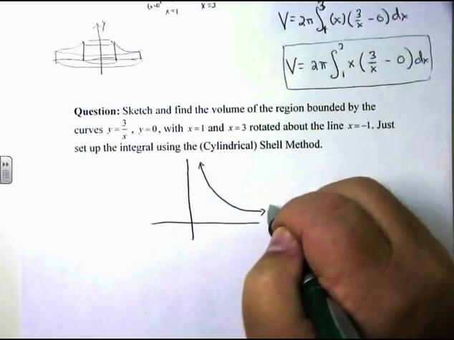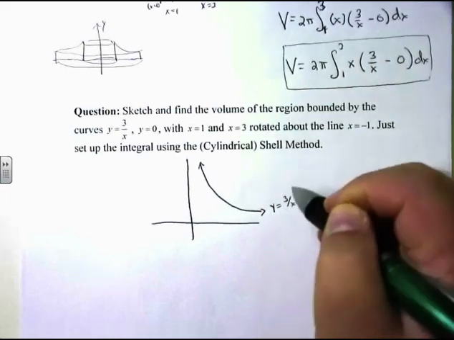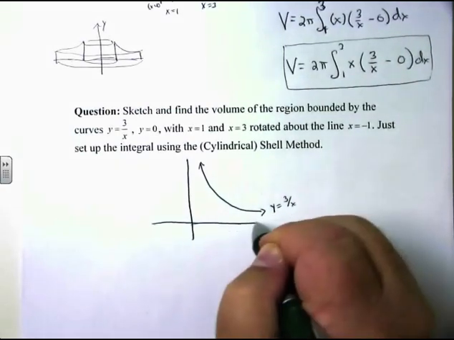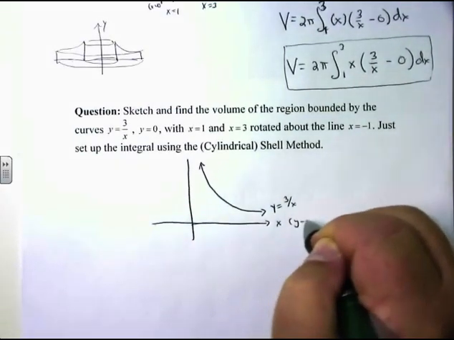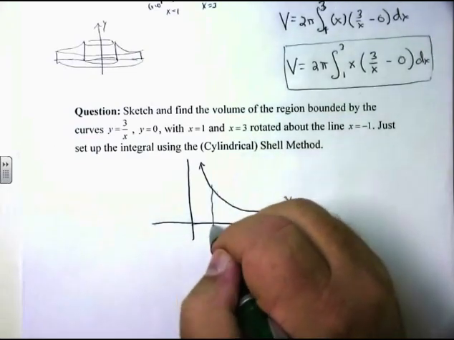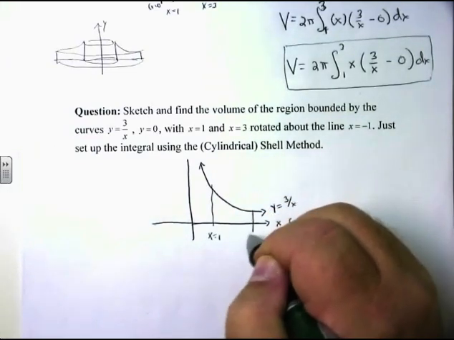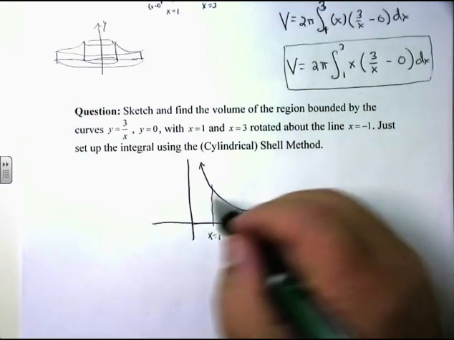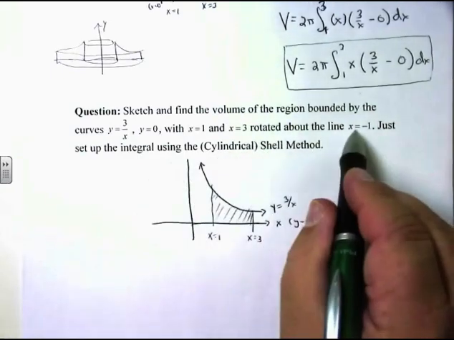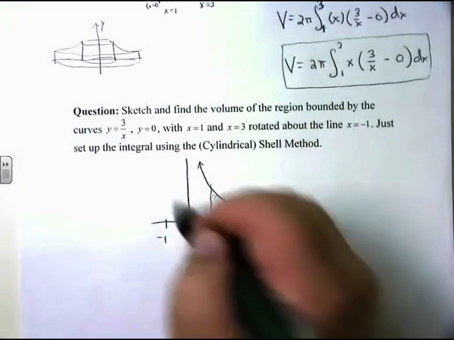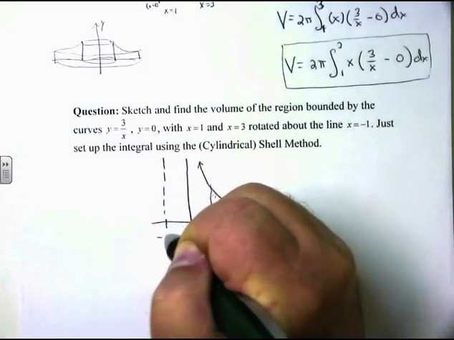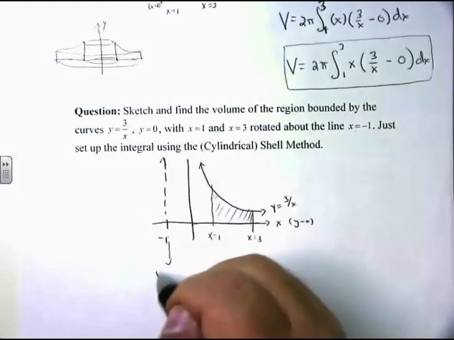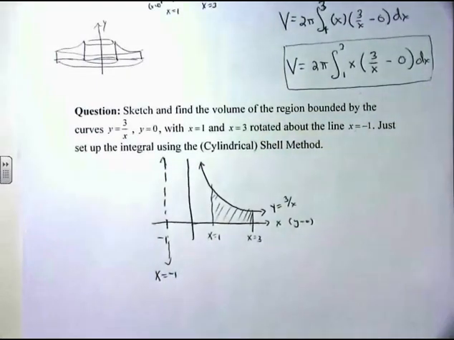Here is the line y equals 3 over x. Here is the x-axis, also known as y equals 0. Here is the line x equals 1. Here's the line x equals 3. So here's my region. But this time, the axis is x equals negative 1. Here's negative 1 right there. This is the axis of rotation, x equals negative 1. Again, we're just supposed to set up the integral.